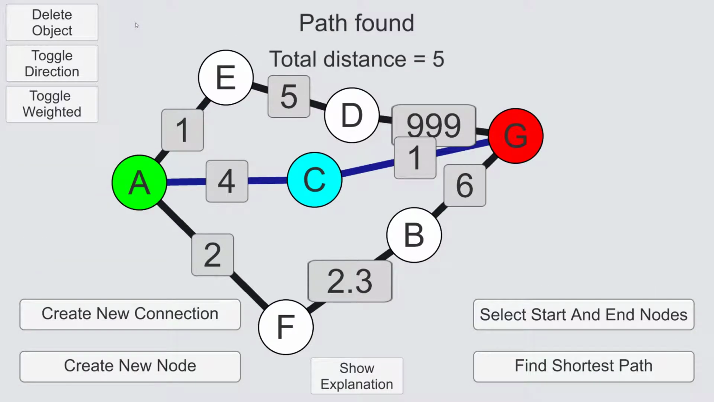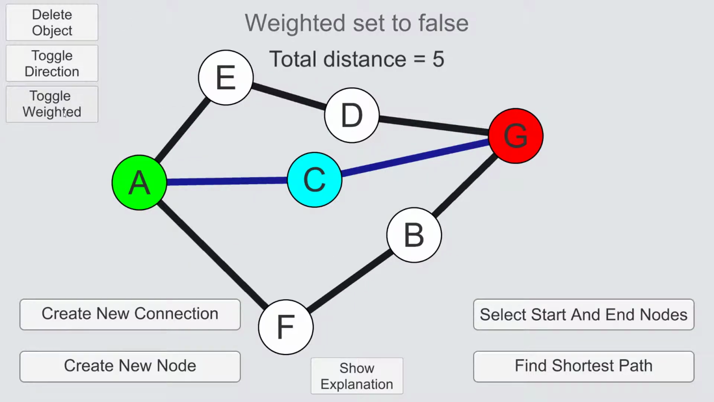Furthermore, in addition to the standard weighted graph as shown on the screen now, my system also supports unweighted graphs, where every connection has an equivalent weighting of 1. This can be toggled on and off using the Toggle Weighted button. As the system switches to unweighted, the connection labels disappear as they are no longer needed. If I then find the shortest path again, my system will update the path and the distances appropriately, as shown on the screen.